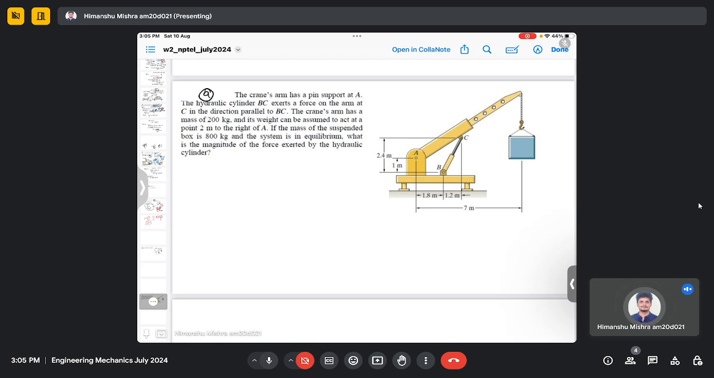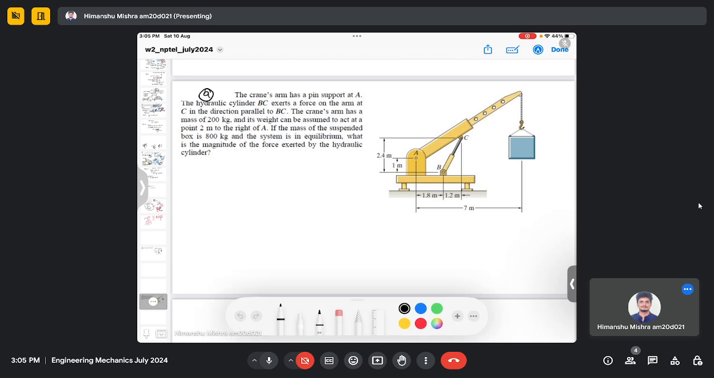This problem is a bit related to what we are going to do today in the entire class. In this problem, a crane arm has a pin support at A. The hydraulic cylinder BC exerts a force on the arm at C in the direction parallel to BC. The crane's arm has a mass of 200 kg and its weight can be assumed to act 0.2 meter right of A.